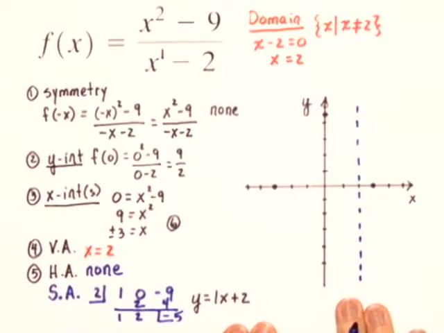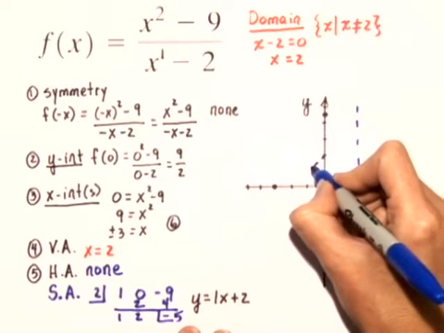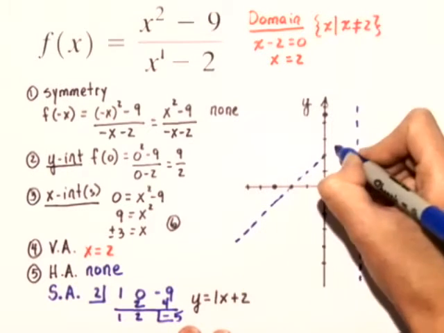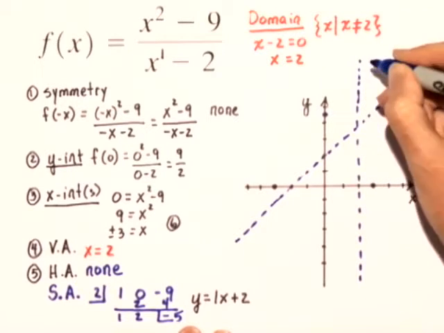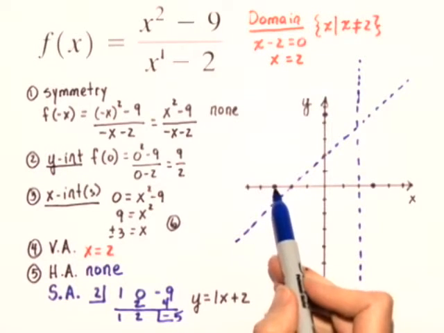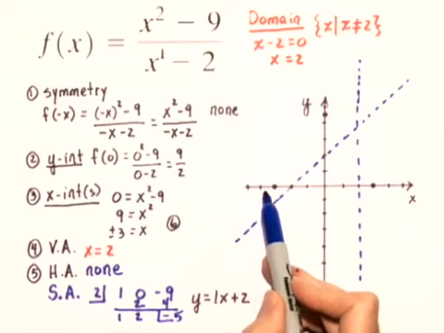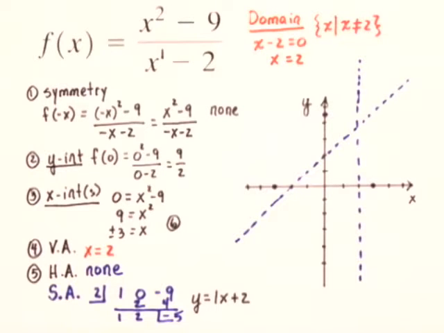We know there's no symmetry, but we also know that we have a slant asymptote that is the line y equals x plus 2. So that's simply just like the line y equals x, shifted up 2 units. So now we want to choose values in number 6 when we plot points such that we have values to the left of x-intercepts, to the right of x-intercepts, and to the left and right of our vertical asymptote.